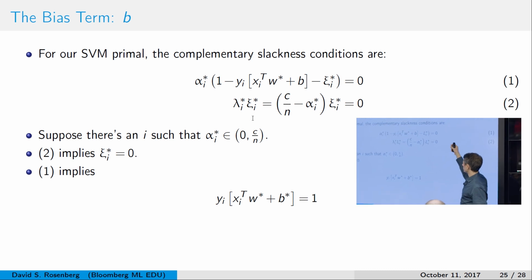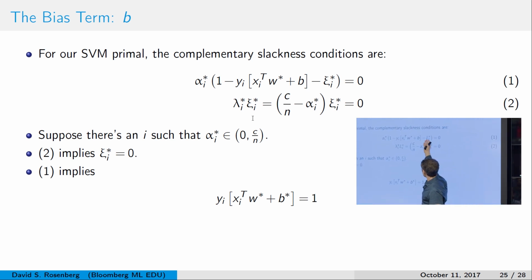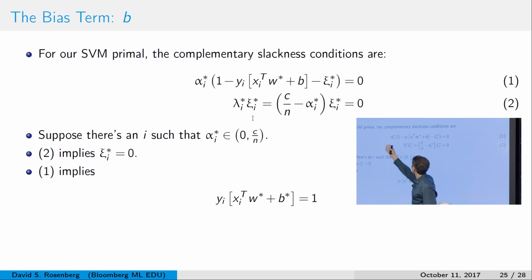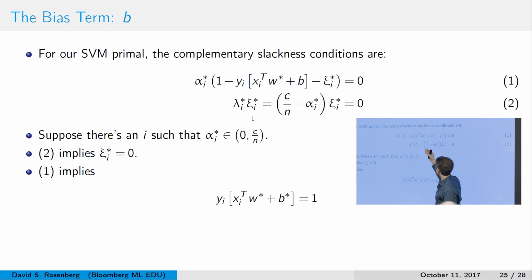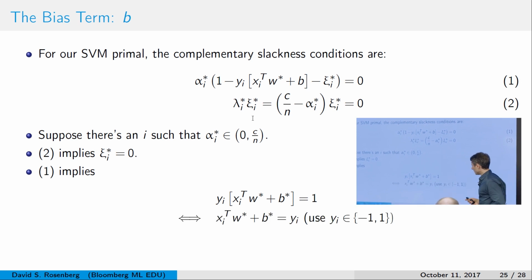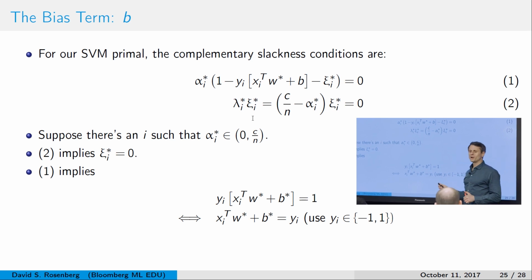With psi i star equal to 0, alpha i star strictly between 0 and C over n means this 1 minus the parenthetical expression needs to be 0. 1 minus this thing must be 0, which means the yi piece, that's the margin piece, has to be exactly 1. So for alpha i strictly between 0 and C over n, this margin has to be exactly 1. And it turns out we can rearrange this a little bit.